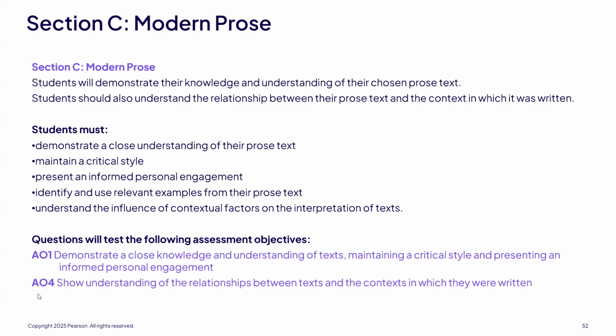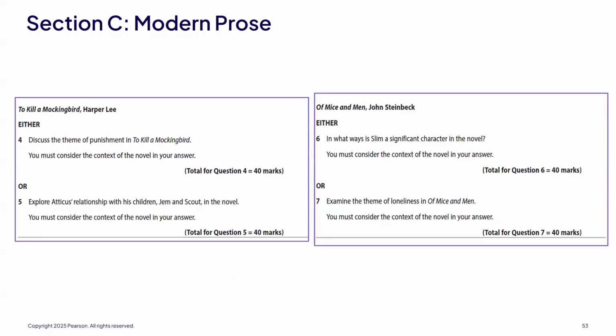So if we look at a couple of the questions from a couple of the texts here, the questions for To Kill a Mockingbird and Of Mice and Men, they get a choice of two questions. The first one for To Kill a Mockingbird was: discuss the theme of punishment in To Kill a Mockingbird, and then the signposting to the AO4, you must consider the context of the novel in your answer.